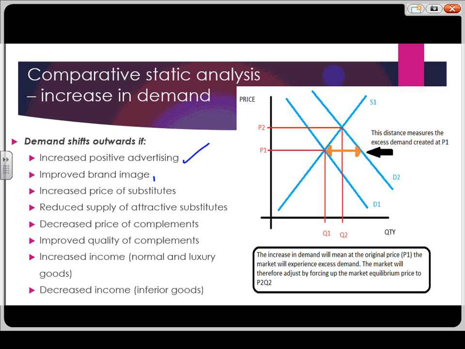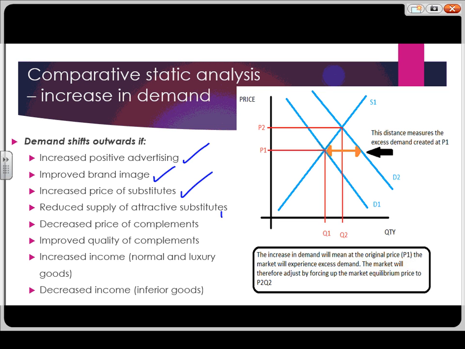Better brand image. Okay, so maybe if the reliability of trains improved, the quality of trains became faster, then people will find them even more appealing, and therefore be more inclined to want to use them. Think about the next one. If the cost of travelling by bus or coach or travelling by your car became more expensive, then people will shift towards travelling by train.